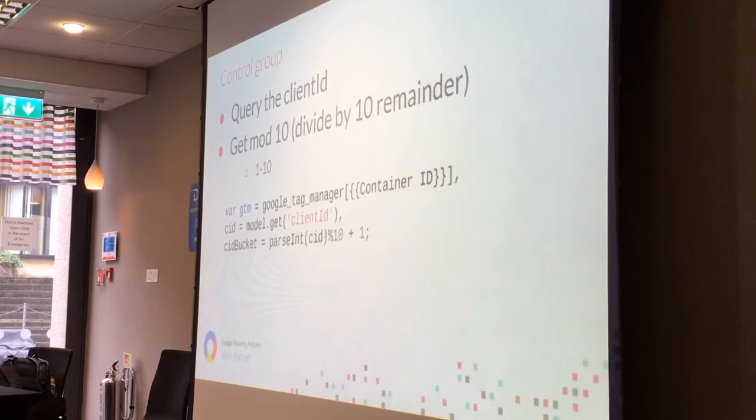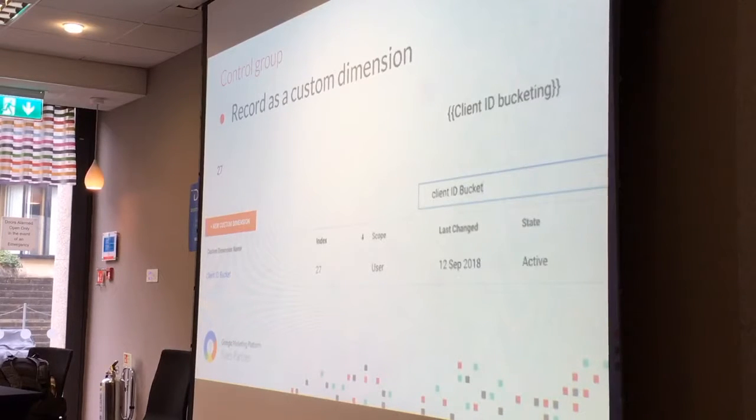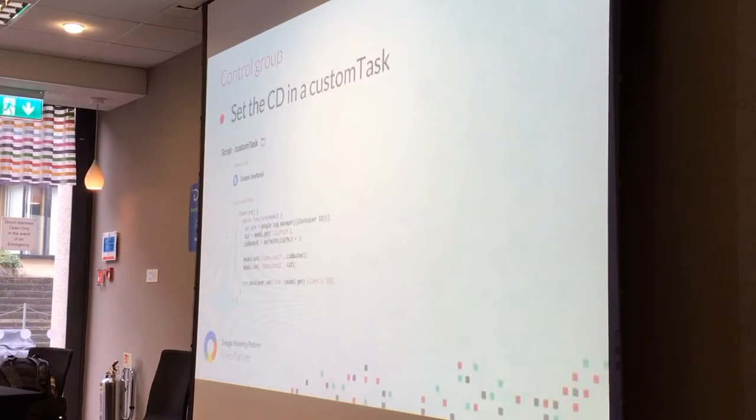How do we do that? So we use the client ID. It's a cookie that exists already, so we're going to leverage that. It's a number, and if we divide that number by 10, get the remainder, do mod 10 on the client ID, we're going to get a number between 1 and 10. Nice and randomized. So we can use that as a value for which bucket you're going to live in, right? We can record that as a custom dimension. There we go, in our number 27.